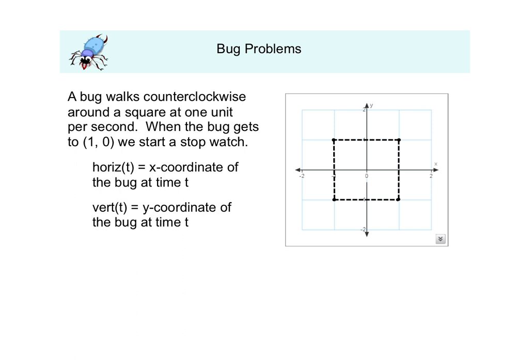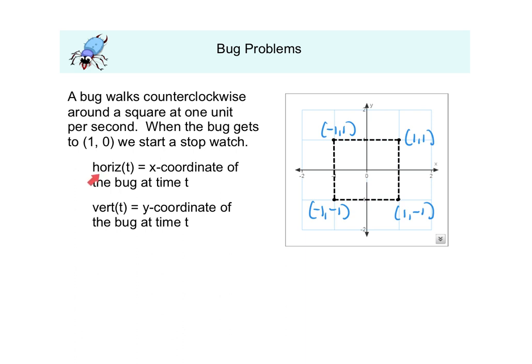The bug is going to start walking around counterclockwise around this square that has vertices at 1, 1, negative 1, 1, negative 1, negative 1, and 1, negative 1. So it is walking at 1 unit per second, and when the bug gets to 1, 0, right here at the positive side of the x-axis, we start a stopwatch.